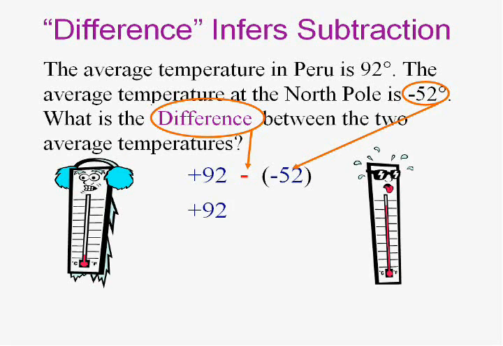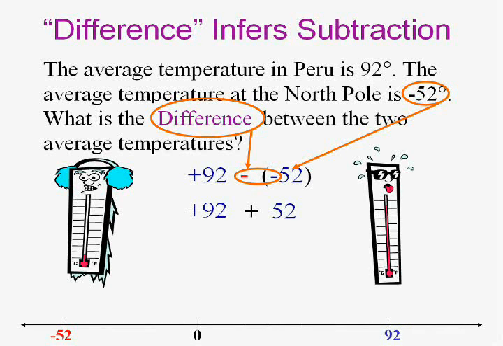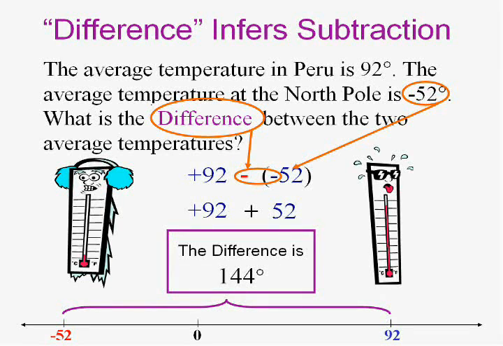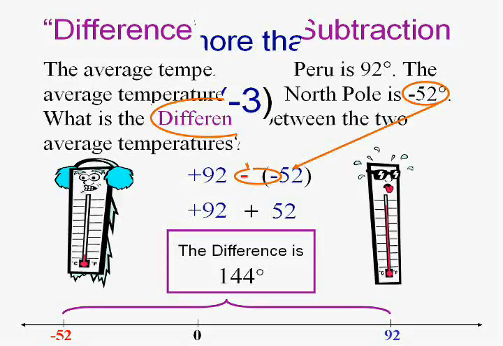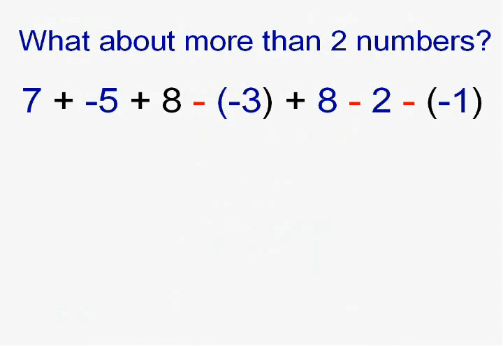Now, I've got two negatives in a row. Warning, warning, warning. Two consecutive negatives turn into a positive. And 92 plus 52, let's see, it's 144. Could it possibly be 144 degrees difference in temperature? It could be. To get from -52 up to 92, you have to go the 52 and an additional 92, as you can see on the number line.